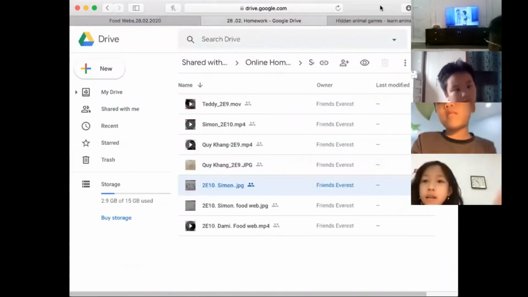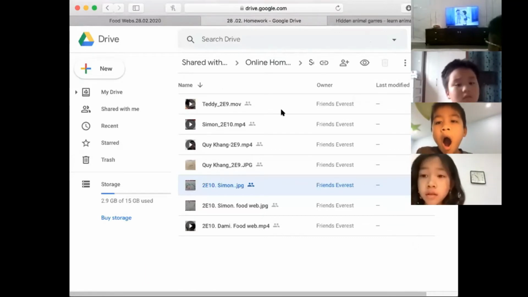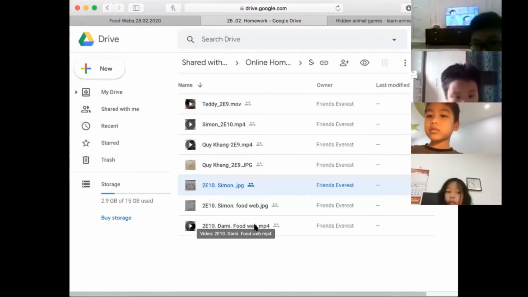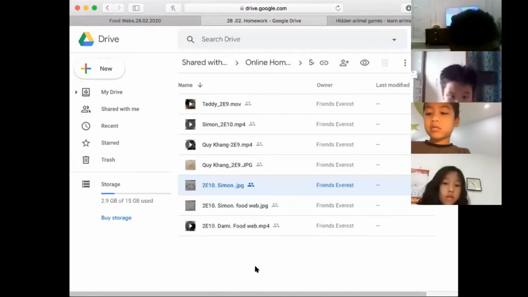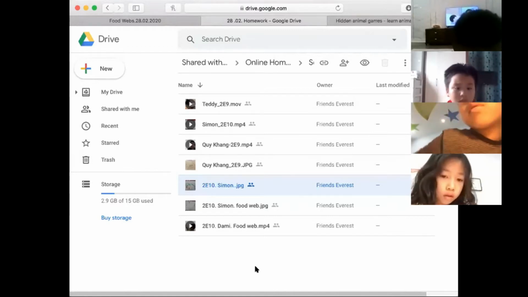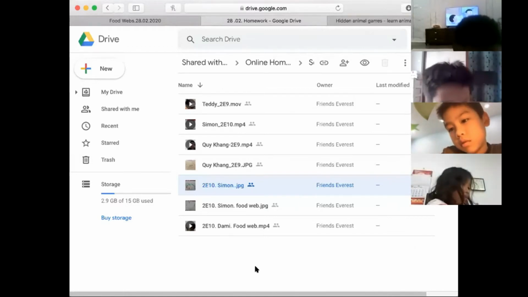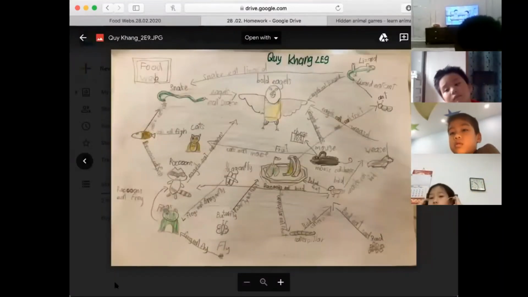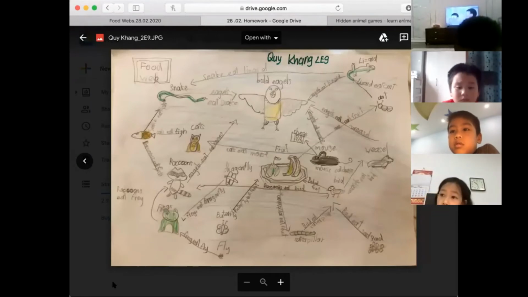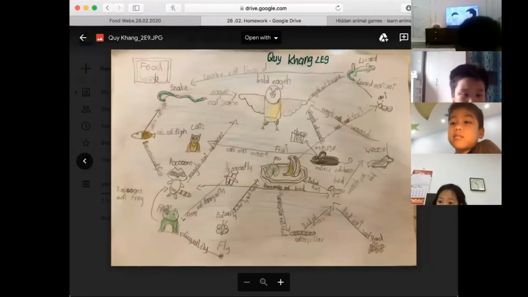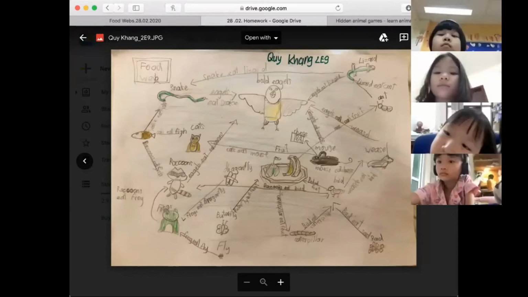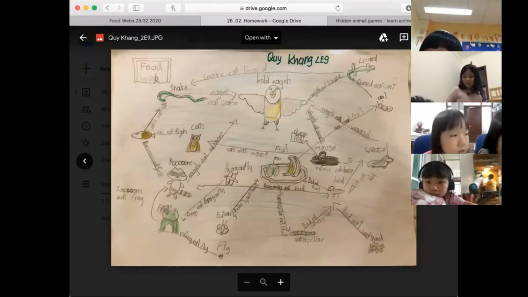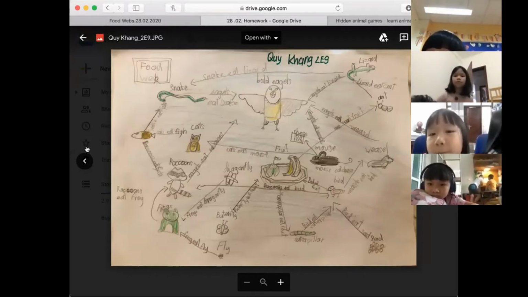The second part of your homework, I got homework from Teddy, Simon, Kui, Dami, and I also got a homework from Min Huang separately. So you 5, thank you so much. And everyone, I want you guys to take a look at Kui and Simon's food webs. Kui, this is an amazing food web. This is absolutely amazing. I am so impressed by this. This absolutely blows my mind.